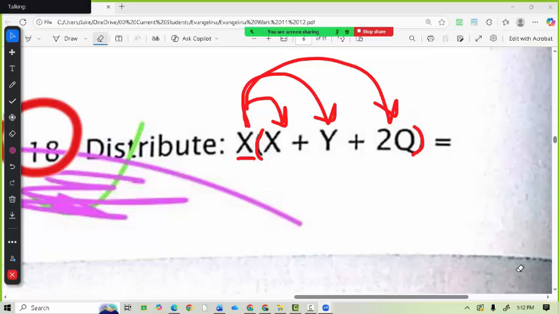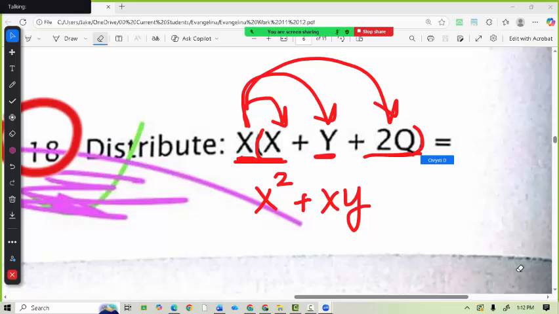So x times x, this one's going to be x squared. X times y, it's going to be xy. And 2q times x is going to be 2qx. Right? And that's all they wanted you to do because they just asked you to distribute it.